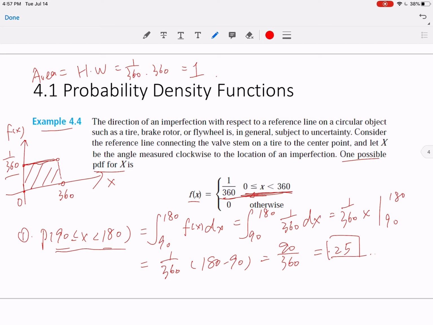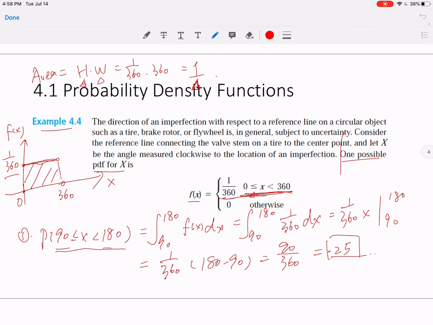Because the area of this rectangle represents the sum of all probabilities, which is equal to 1. So in other words, in the future, if we're dealing with a uniform distribution, we know that the area is always equal to 1 because it represents the sum of all probabilities. And if we know the height, we can calculate the width. Or if we know the width, we can calculate the height. Okay? And we're going to say something like this later in this video.